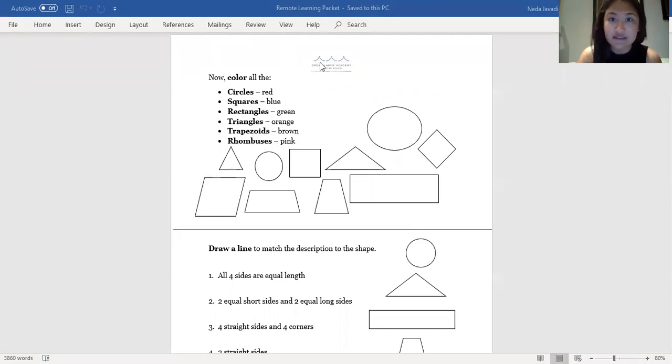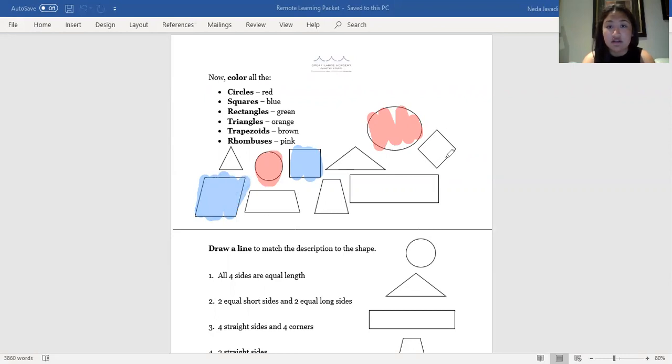Cool. Let's do it together. So starting with circles are red. I should see this circle colored red, and this circle colored red. Nice. Squares are blue. So I see 1, 2, 3. How many squares do you see on your page? See one right here. I see one right here. Good. And there's also another one.